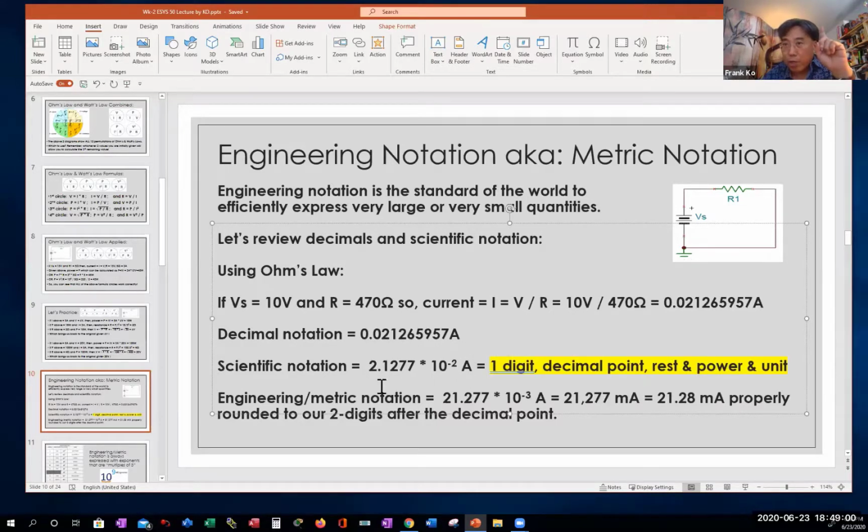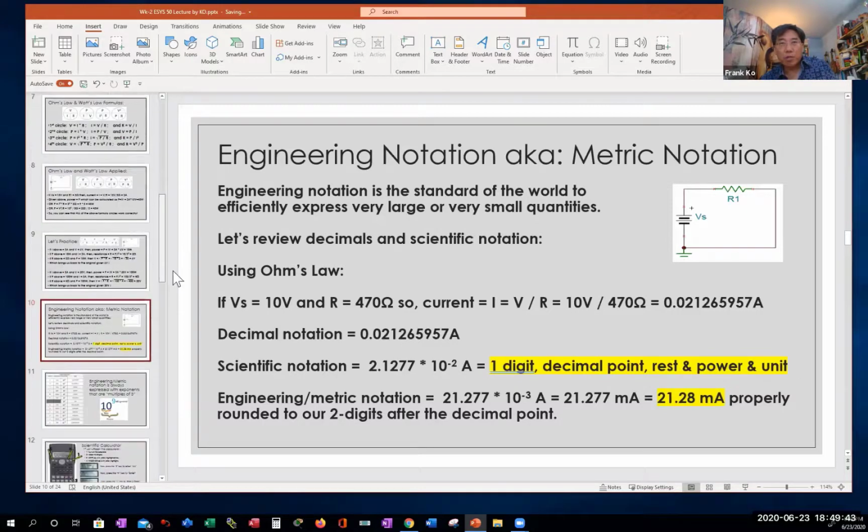Now, in engineering notation, it works out to be 21.277 times 10 to the power -3 amps. Could be written as, oops, there should be a decimal point here, not a comma, 21.277 milliamps. And then if I round this off to 2 digits after the decimal point, it works out to be 21.28 milliamps if I round this properly to 2 digits after the decimal point.